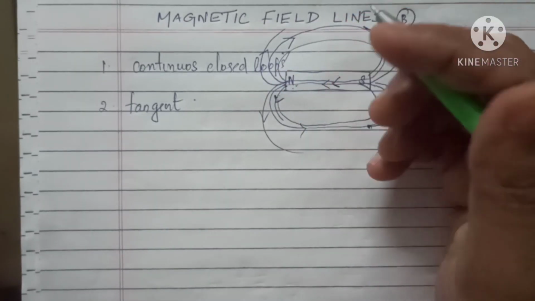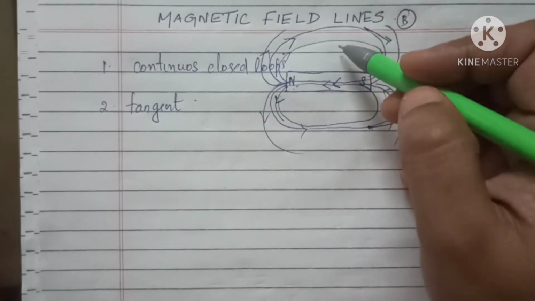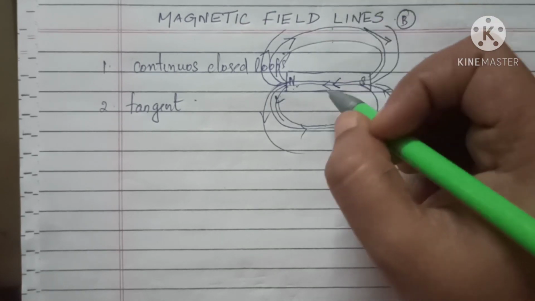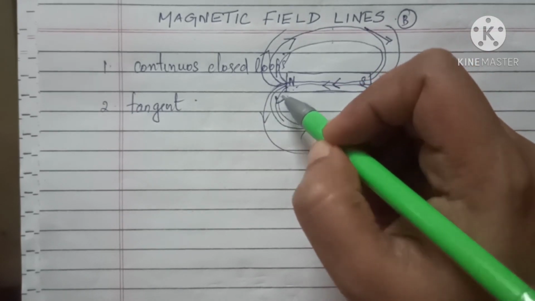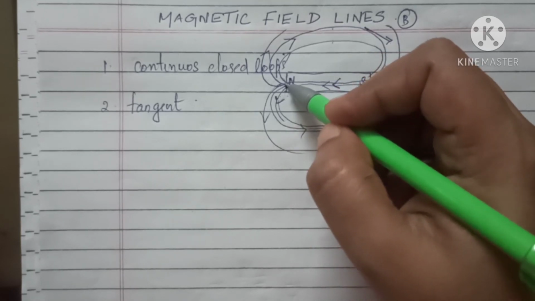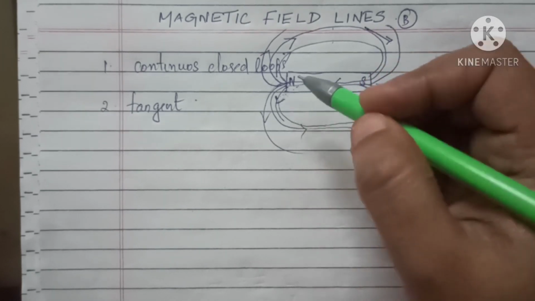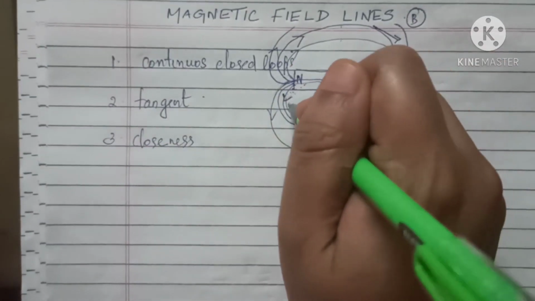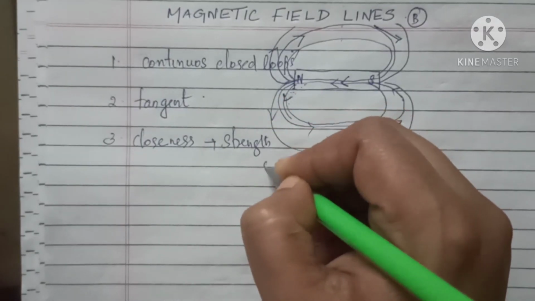Now the third one is, you can see near this pole the field lines are very much closer, and as they move away, what will happen? The distance between the field lines also increases, which means that closeness of the field lines will give you the strength of the magnetic field. So the maximum strength is at the poles, isn't it? The larger the number of field lines crossing per unit area, the stronger is the magnitude of the magnetic field. So you can write the closeness or the large number of field lines will indicate what? The strength of the magnetic field.